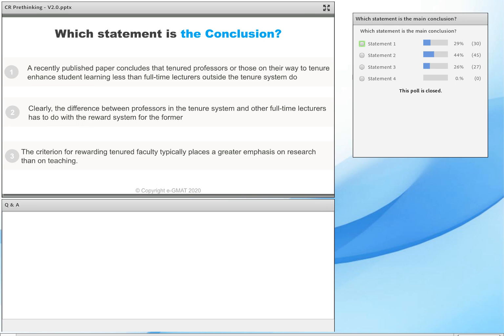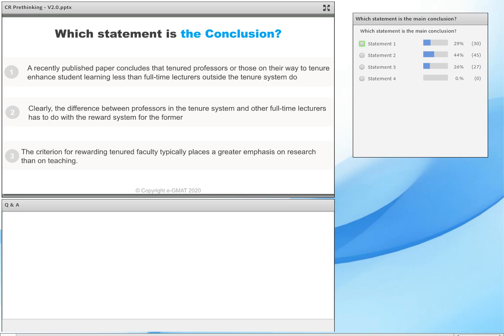And you can see 44% of you think statement 2 is the main conclusion. You are absolutely correct. Statement 2 is indeed the main conclusion. 30% of you, or 29%, think statement 1 is the main conclusion, and 26% of you think statement 3 is the main conclusion. So let's look at this.